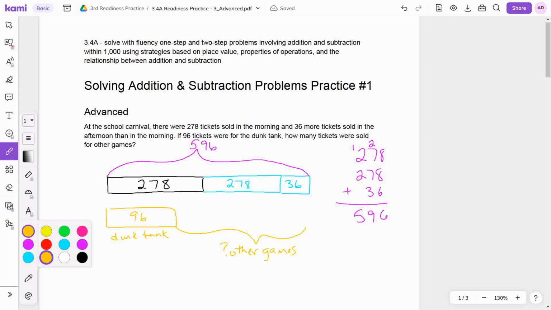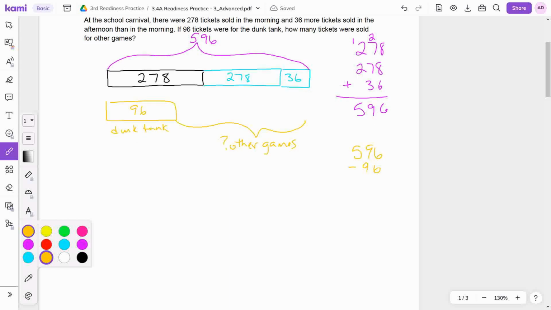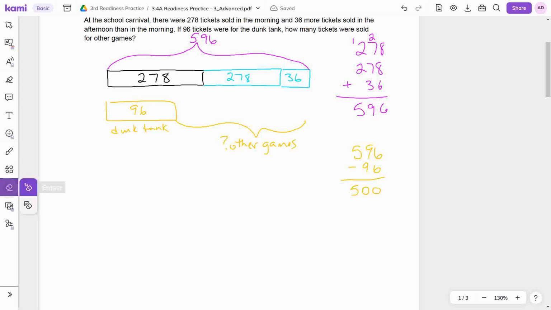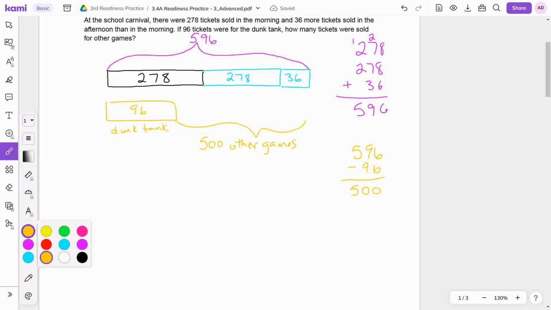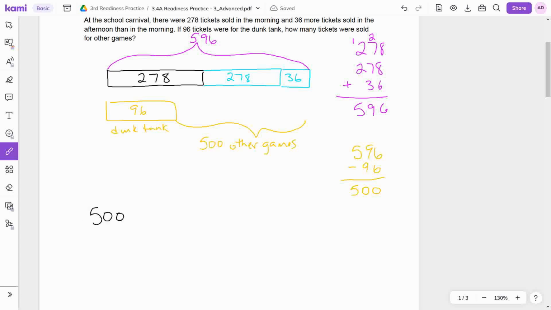Well, take a look what I've got. I've got my 596. And then I need to subtract the 96 for the dunk tank. So that makes a nice even. Look at that. 500. All right, so the challenge there was to figure out, are we adding, are we subtracting? In this case, we had to add and then subtract. So I'm going to just change that to my 500. Then I'm also going to write that as a statement. And I will just put that down here so we're clear on the answer.